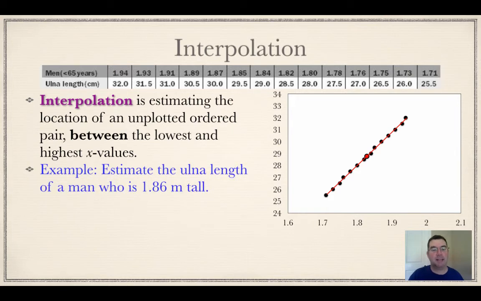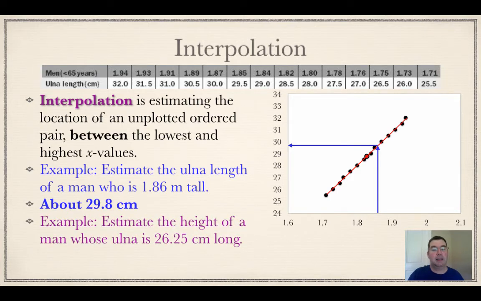So for example, estimate the ulna length of a man who is 1.86 meters tall. Well, I don't have 1.86 on my table anywhere, so what I do is I look for 1.86 on the x-axis at the bottom. I follow that up to the graph, and then I follow the graph over to the left until I get to the y-axis, and I read what number that is, and that ends up being about 29.8 centimeters. So that's approximately how long his ulna would be.